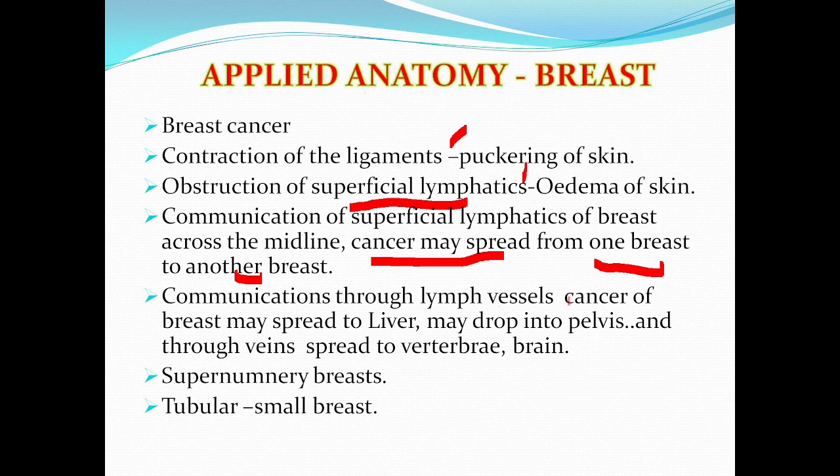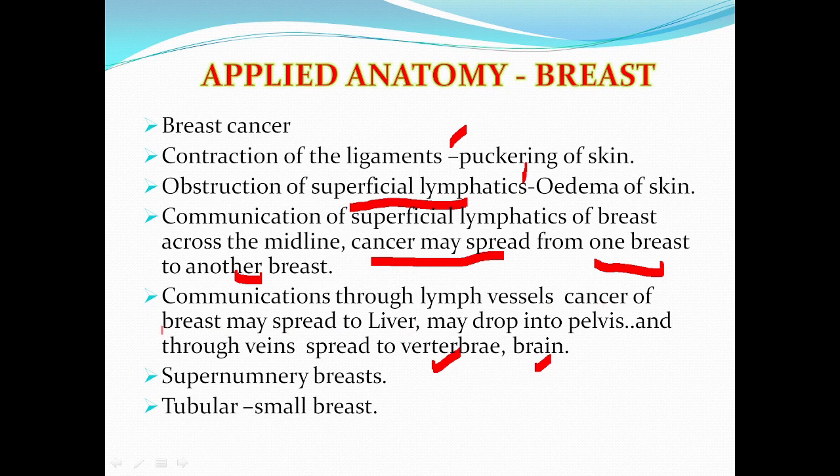Communication also occurs through into the axillary group of lymph nodes. So they may affect the upper limb parts, and through the intervertebral venous plexus of Batson, they can affect the vertebrae. That is not needed at this juncture of time, just as a part of things to be remembered. But you may know these words.